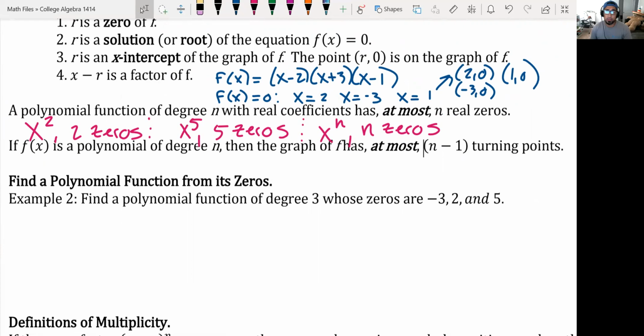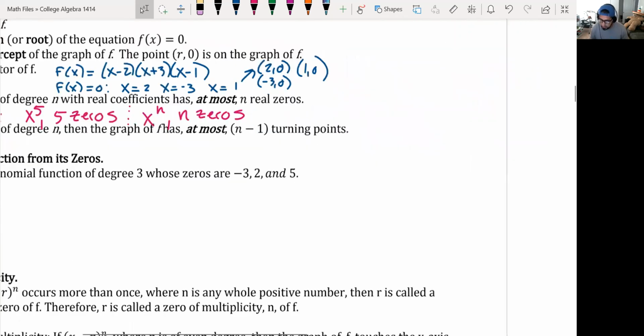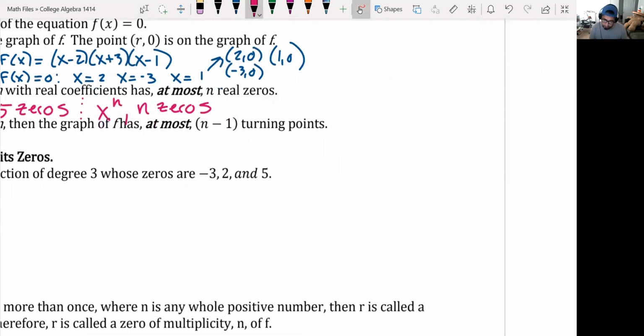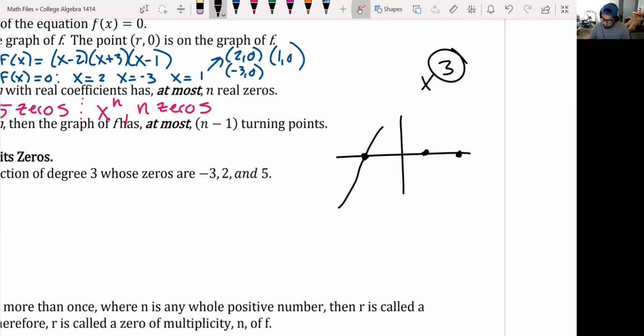All right, the next definition. If f of x is a polynomial of degree n, then the graph of f has at most n minus 1 turning points. So before we even get into that, a turning point is where a graph changes direction. So let's say I have x cubed. Well, what we just learned from the previous definition, if my degree is 3, I should have 3 x-intercepts. So I'll just put them here. There's 1, 2, 3. So if I graph this, I would have something like this.